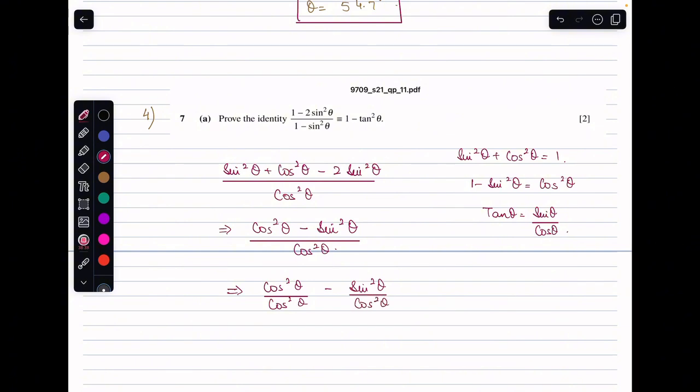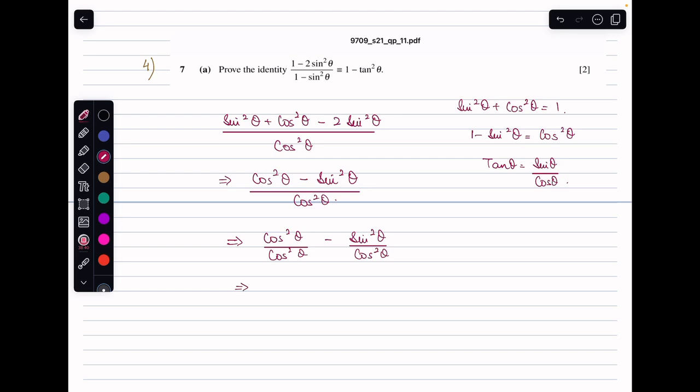So cos square theta over cos square theta gives me a 1, and sine theta over cos theta equals tan theta. Since sine and cosine are both squared values here, I can simply say that this is going to be 1 minus tan square theta, and this is what the question asked us to show. Therefore, the left hand side is equal to the right hand side, and the identity has been proved here.